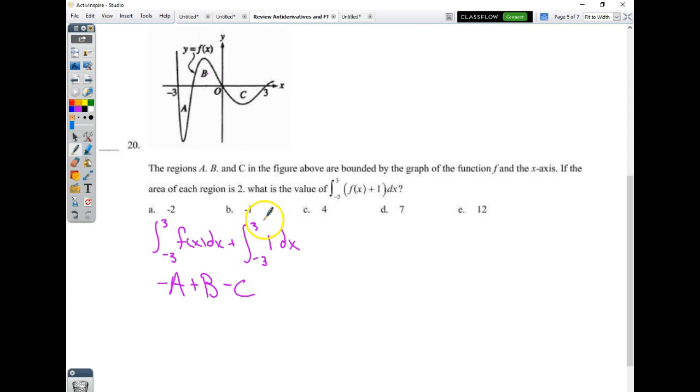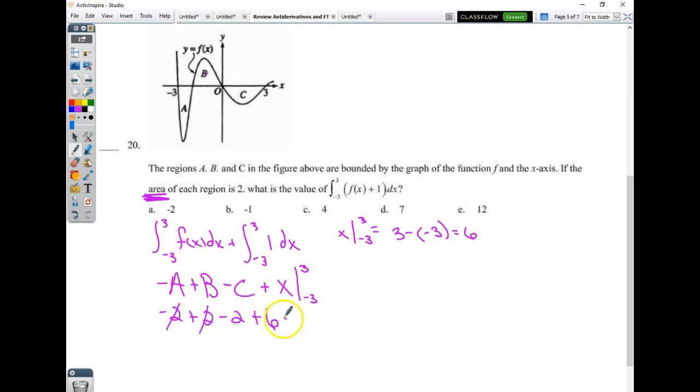Here, with this integral, I have to realize that that is x evaluated from negative 3 to 3. So if I do x evaluated from negative 3 to 3, that's really 3 minus negative 3, which is 6. Or you could have realized this is a height of 1, distance of 6, whichever one works best for you. I tell you that each one of these regions, A, B, and C, has an area of 2. So negative 2 plus 2 minus 2 plus 6. Those cancel. Negative 2 plus 6 is 4.